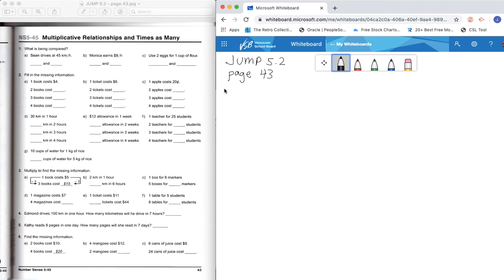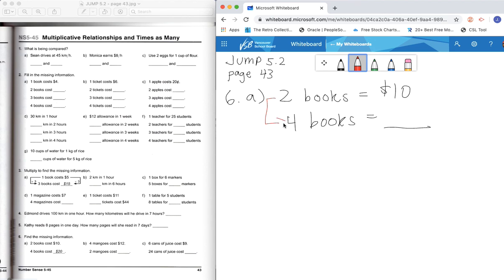Okay, number 6. 6A is done for you. It says find the missing information. 2 books cost $10. 4 books cost what? So 2 to 4 is doubling. Okay, so let's go for this. 2 books equals $10. 4 books equals what? Okay, so how do you get from 2 to 4? You times 2, right? So what you do to one side, you got to do to the other. So what is 10 times 2? It is 20. Okay, so that's how they got the 20 here.